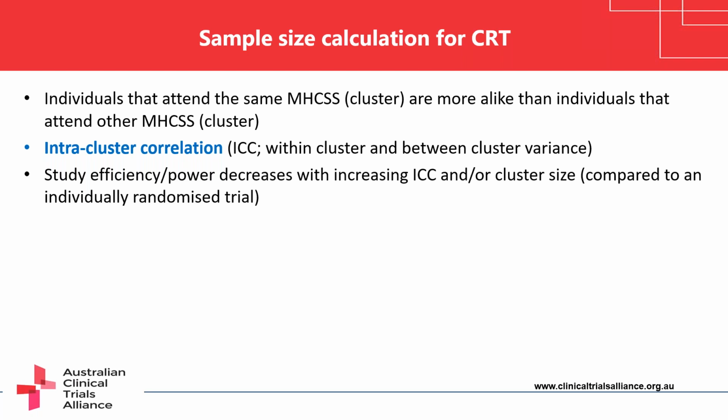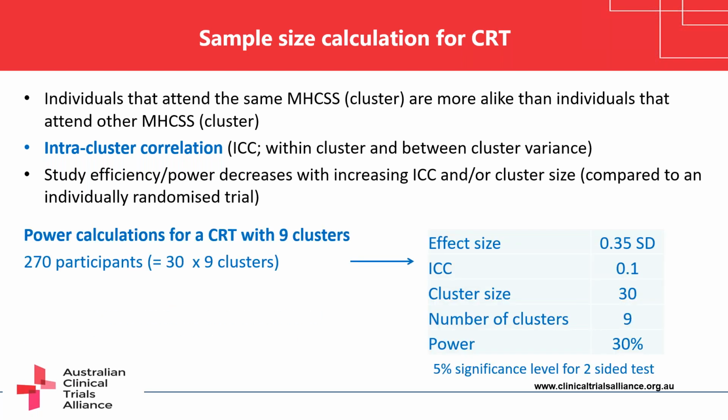The effect of clustering is that as the ICC, or intra-cluster correlation, increases or the cluster size increases, compared to the randomized control trial, the study efficiency or power will be less.